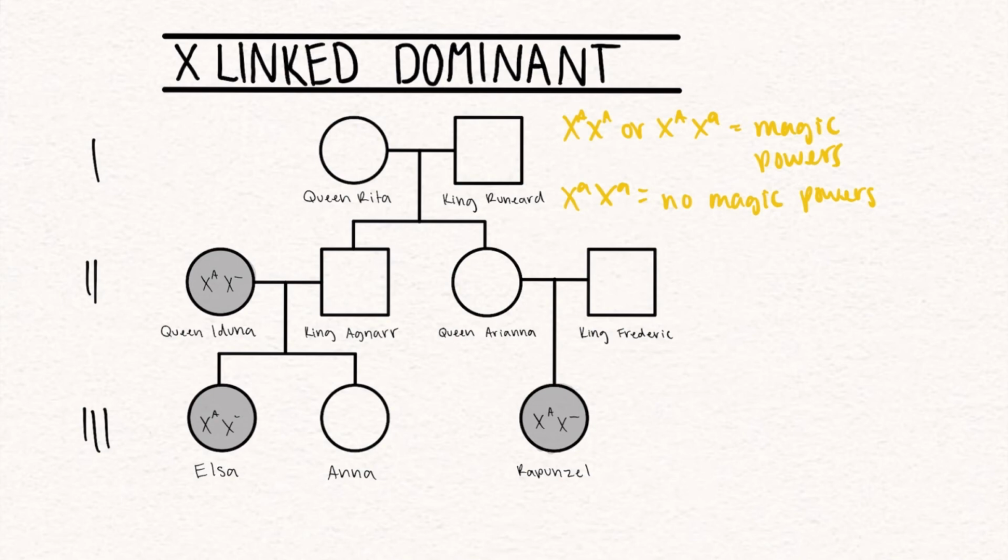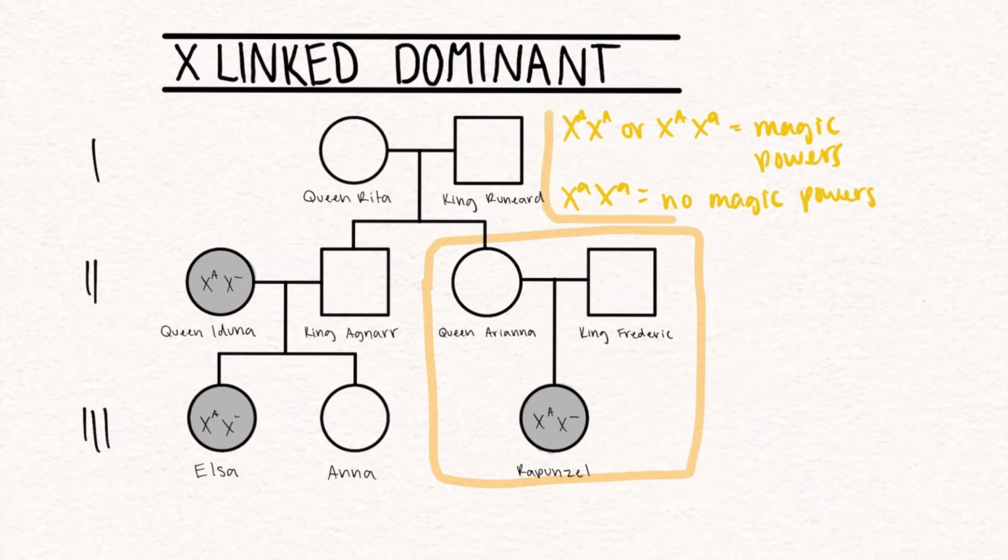X-linked dominant is also not consistent with this scenario. For this one, we will be going back to Rapunzel. For her to have magic powers, she would have to inherit at least one copy of the dominant allele on an X chromosome from one of her parents. Since neither of her parents show the trait, they would only have recessive alleles on their X chromosomes, so Rapunzel would only inherit recessive alleles and would not have magic powers.